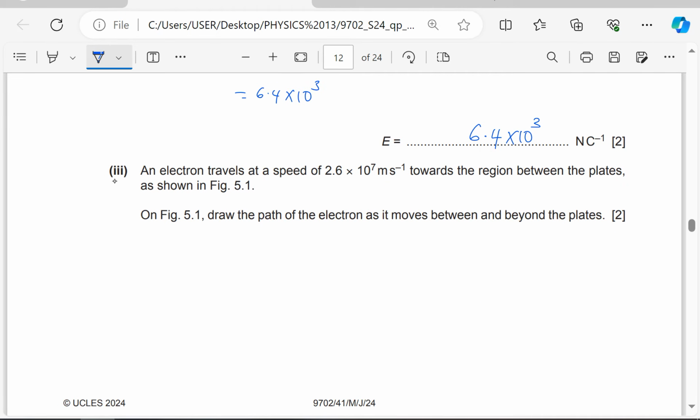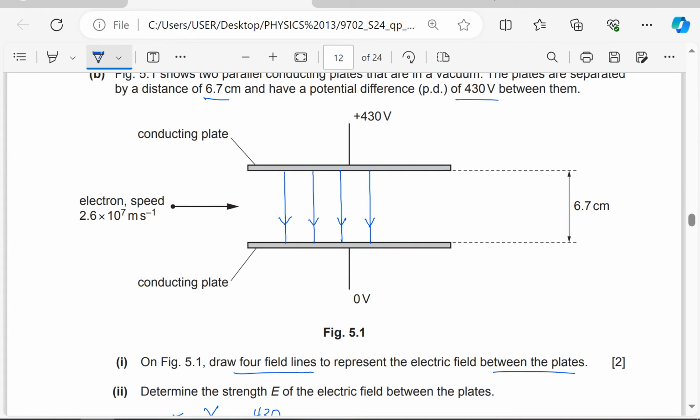An electron travels at a speed of 2.6 times 10 to the power of 7 towards the region between the plates as shown in the figure. On the figure, draw the path of the electron as it moves between and beyond the plates. Remember it is in a vacuum, so when it emerges, it must be emerging in a straight line. It is an electron, which is negatively charged, so it moves towards high potential.